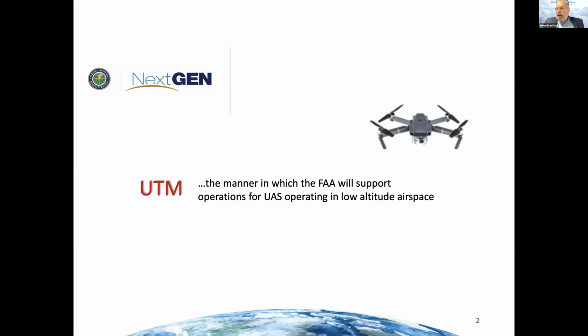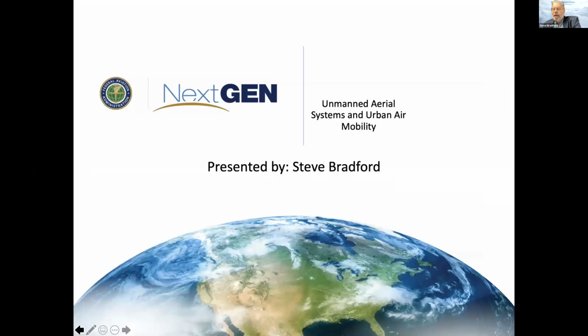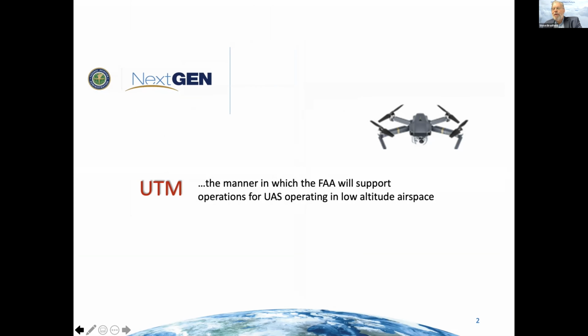Right, and since we only have a half hour, I'll try to go fast. So originally I was just going to talk about UAM, then I heard you wanted to hear about UTM. So just a reminder, UTM is the manner in which we do operations in low altitude airspace, and that's currently 400 feet and below. And the key point there is that ATC, air traffic controllers, do not provide any services below 400 feet unless you're in the proximity of an airport, class B, C, D.